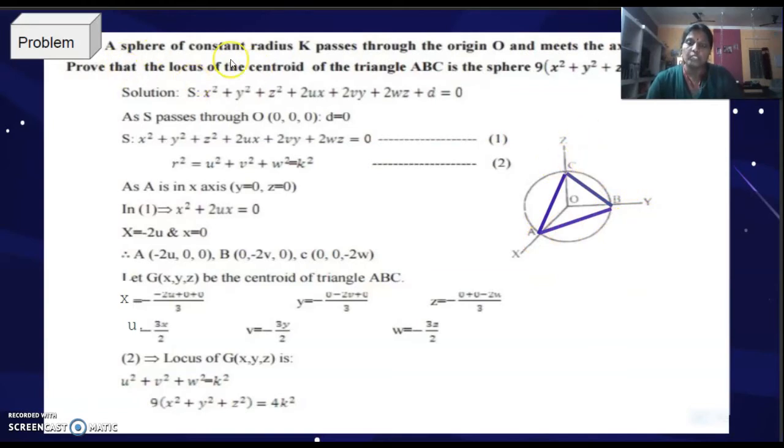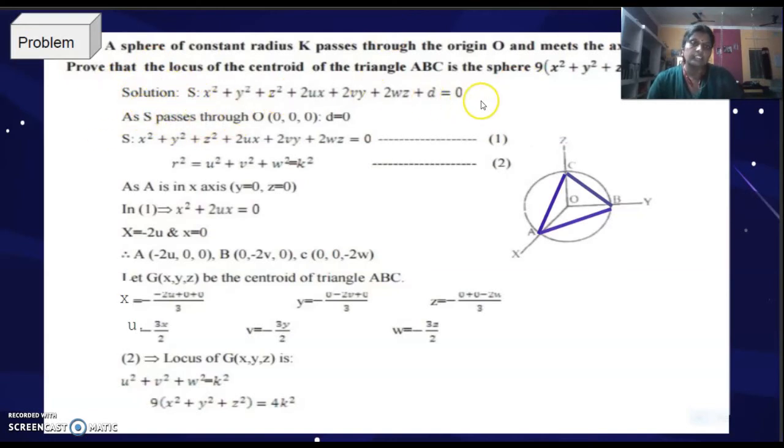Prove that the locus of the centroid of triangle ABC is... So, you can join the points A, B and C, and we get the triangle. And the locus of the centroid of triangle ABC is 9 times (x square plus y square plus z square) equal to 4k square. We have to prove that the locus of the centroid of the triangle is 9(x square plus y square plus z square) equal to 4k square. So, let us see the solution of this problem.